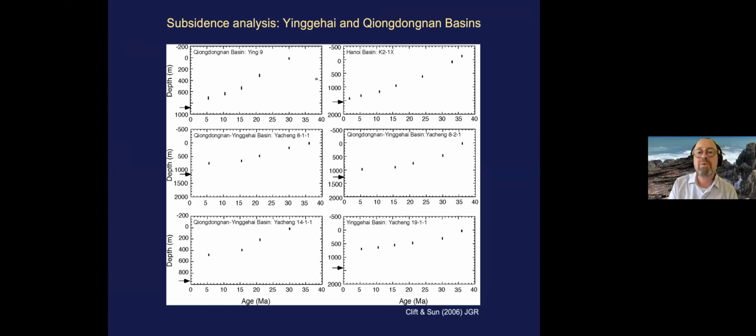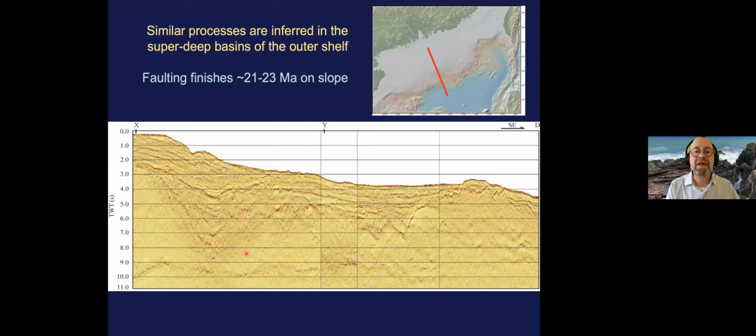And when we looked at the subsidence analysis of individual wells in this basin, we saw that there was an acceleration in the last 5 million years or so that got stronger and stronger towards the southern end of the basin, particularly where the Pleistocene sediment thickness was the greatest. And we wondered if there might be a link there.